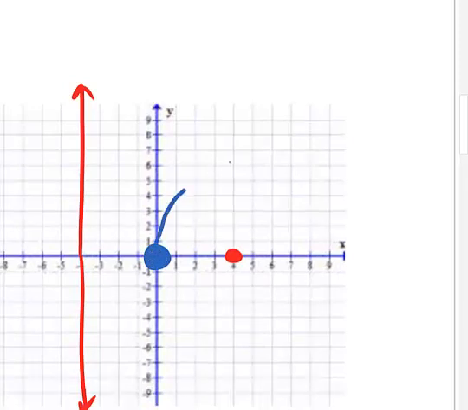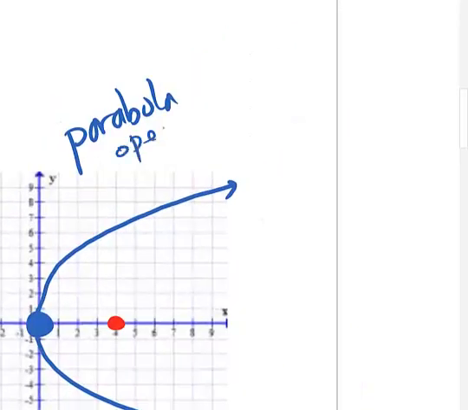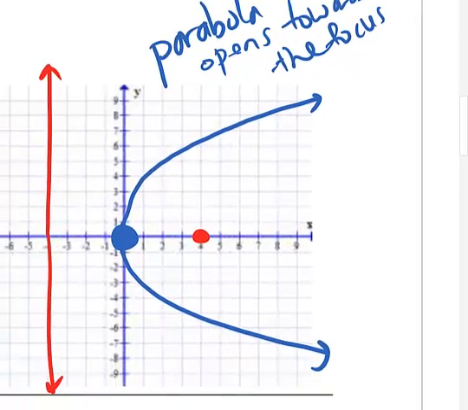This thing starts out at the origin right here, and it'll be similar to the previous one because we said it should open towards the focus. That's how I know it opens right. Parabola opens toward the focus, so you know which way it should open. And we'd already narrowed it down to either opening left or right because this is supposed to be a horizontal parabola.